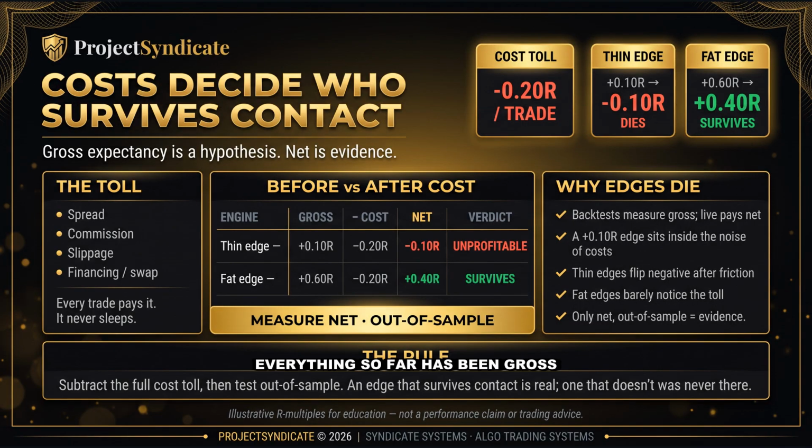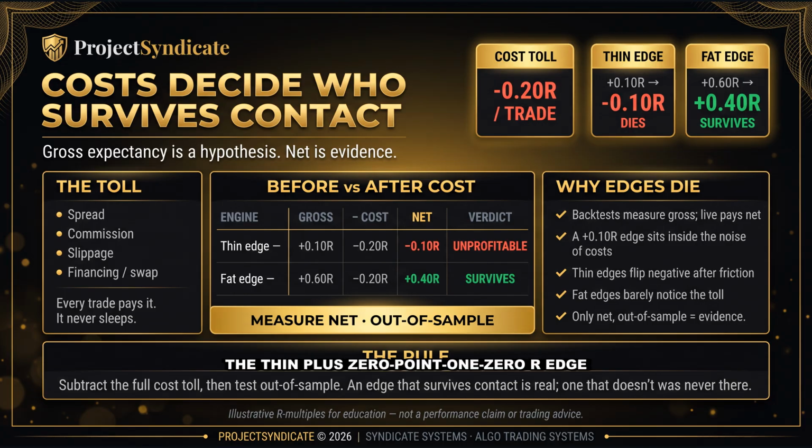Everything so far has been gross, and gross expectancy is a hypothesis, not evidence. Every trade pays a toll: spread, commission, slippage, financing. It never sleeps, and here it's minus 0.20R a trade. Now watch two engines meet it.